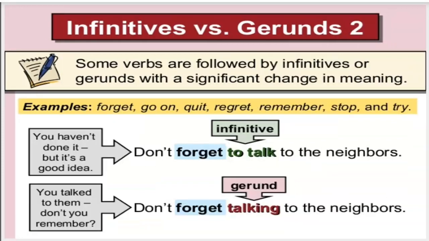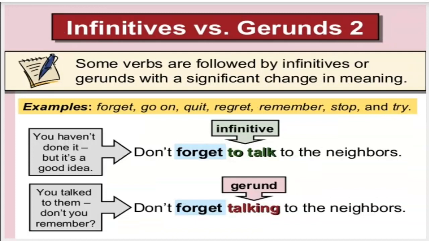Now let us see the second point. Some verbs are followed by infinitives or gerunds with a significant change in meaning. Significant means a major change in meaning. Let us see these examples. With which verbs do we use that? Forget, go on, quit, regret, remember, stop and try. Let us see the first example.